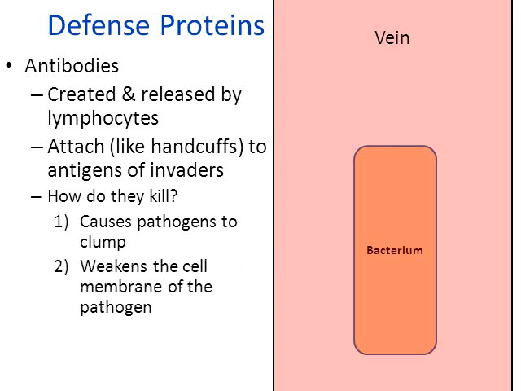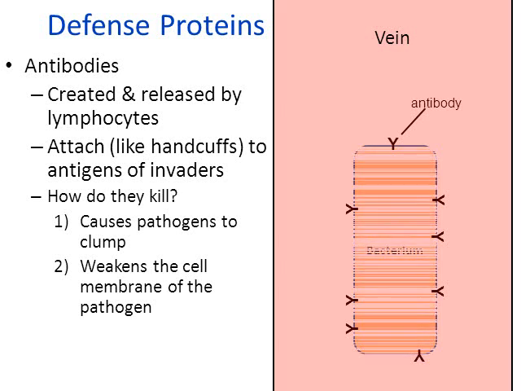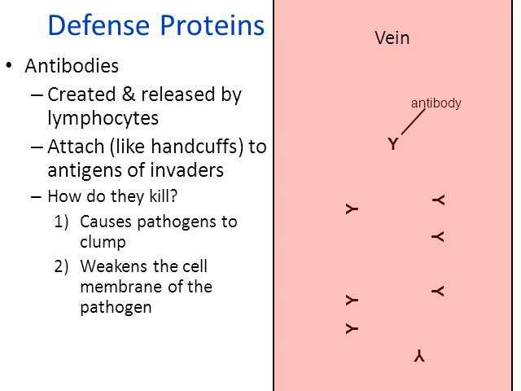Another way that antibodies will fight infection is they will actually weaken the cell membrane of the pathogen. So here's a bacterium that's in your blood, and notice how a bunch of antibodies are attaching to the bacterium, poking little holes in the cell membrane of the bacteria, eventually causing the bacteria to burst. So there's another great way that antibodies can actually destroy foreign invaders.